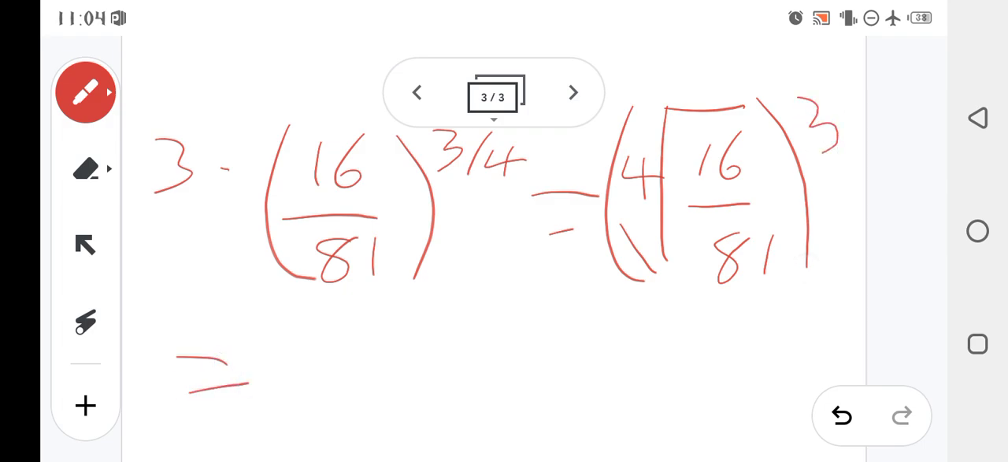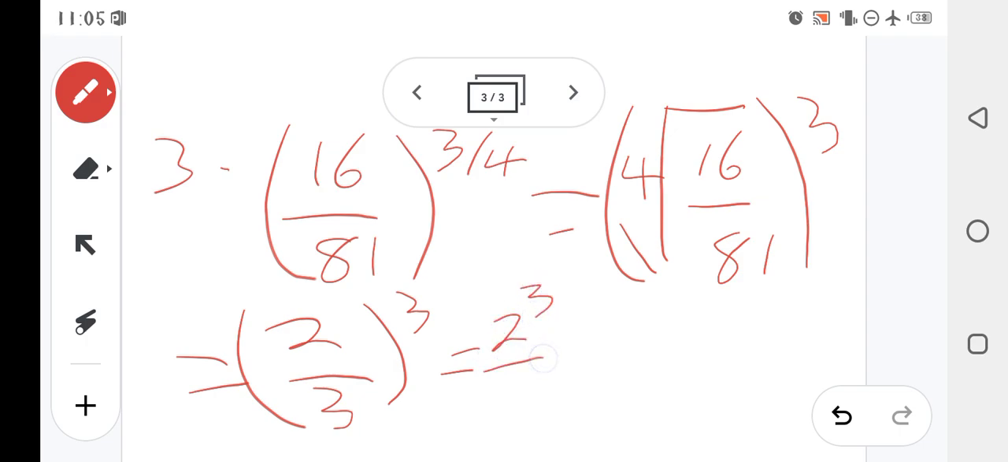Which becomes the fourth root of 16, which is actually 2, over the fourth root of 81, which is actually 3. So everything raised to the power of 3. So this becomes 2 raised to the power of 3 over 3 raised to the power of 3. So it becomes 8 over 27. That is the answer.